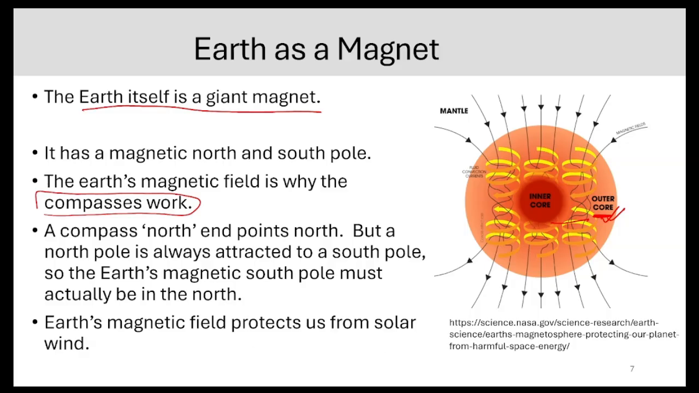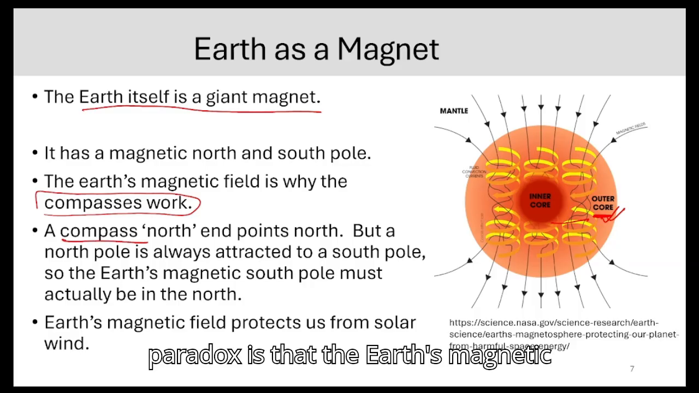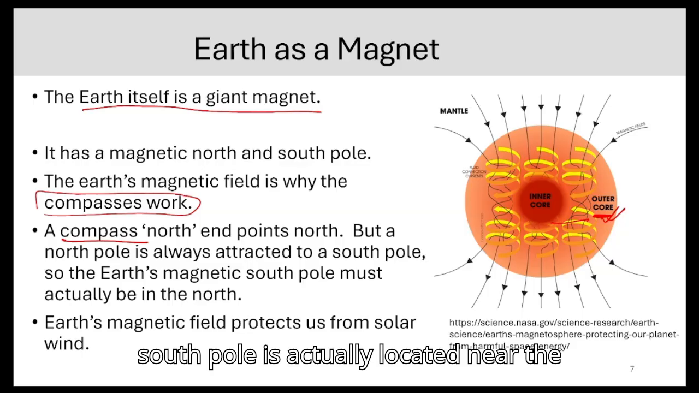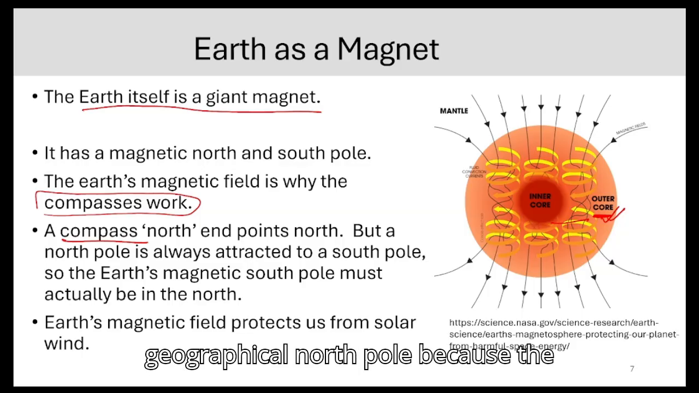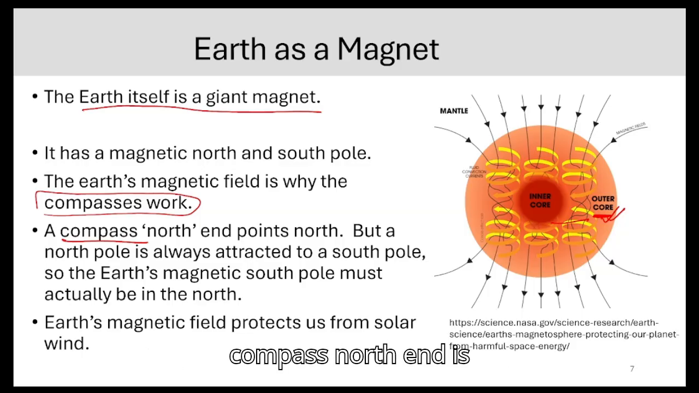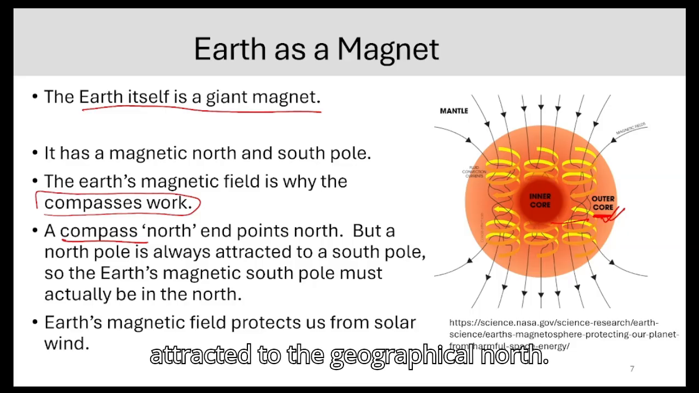And one thing we need to note in a compass, a paradox, is that the Earth's magnetic south pole is actually located near the geographical north pole, because the compass north end is attracted to the geographical north.